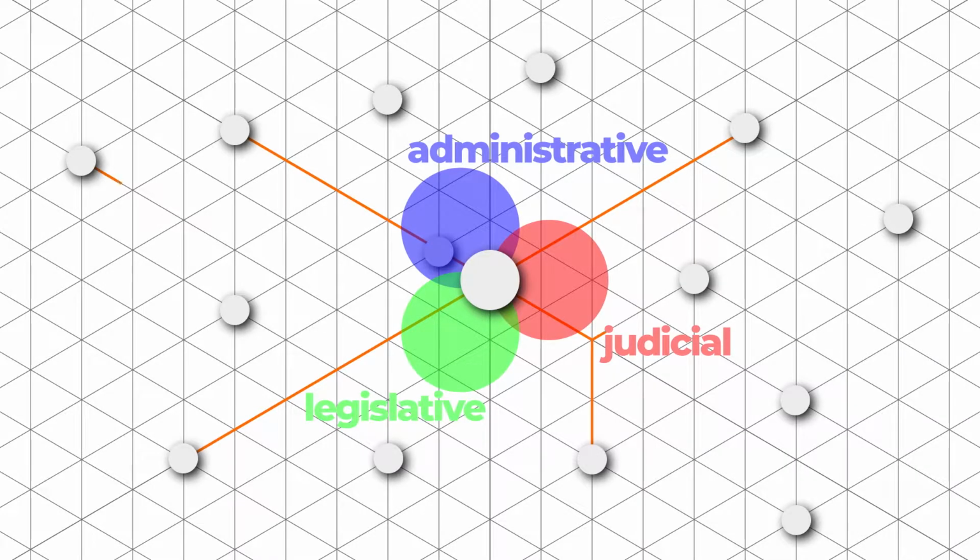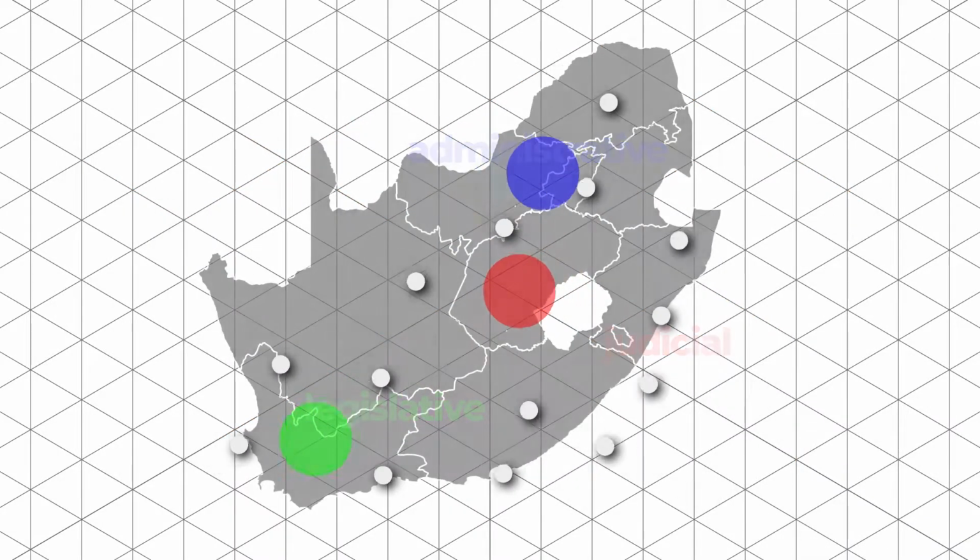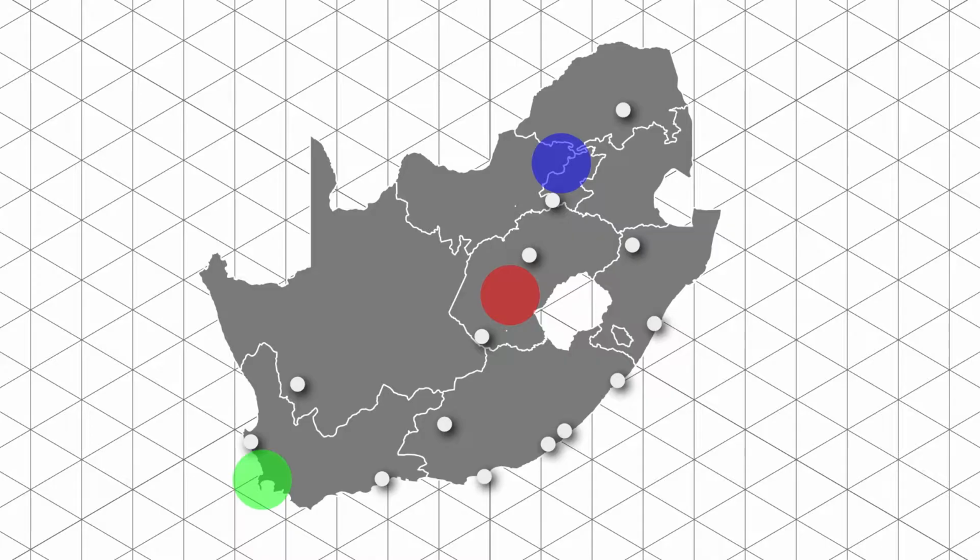Some countries have opted to decentralize this in multiple locations, recognizing it officially, like in the case of South Africa, where they recognize 3 capitals: Cape Town as legislative, Pretoria as administrative, and Bloemfontein as judicial capital.